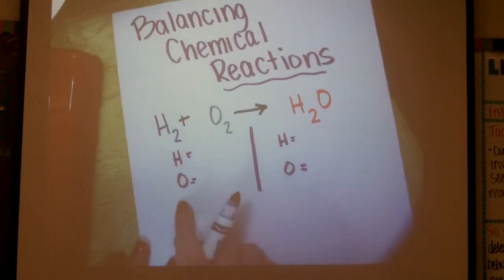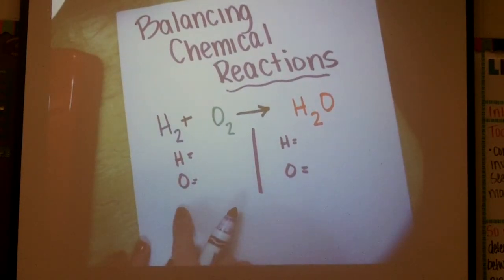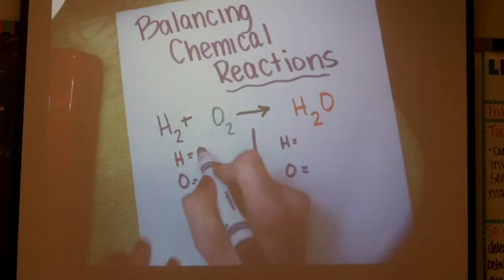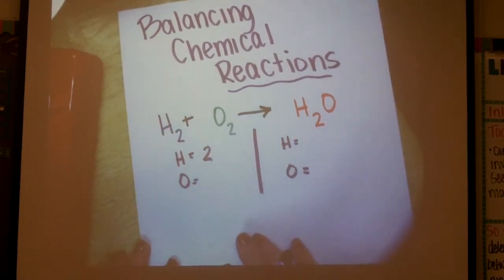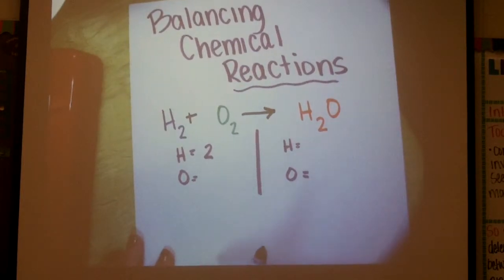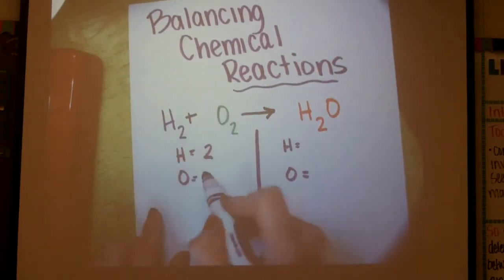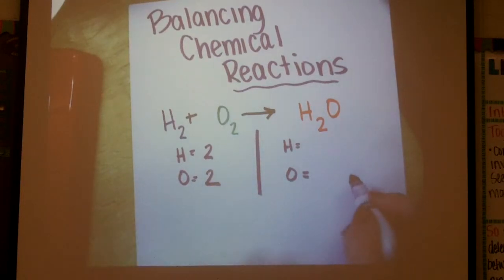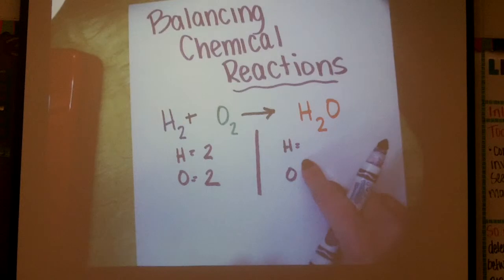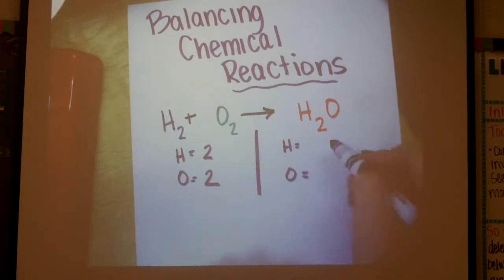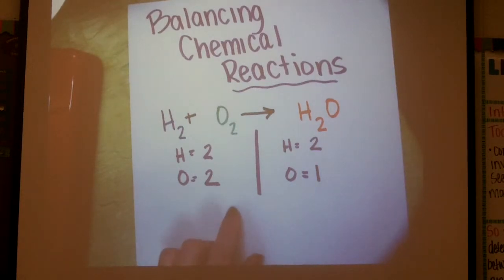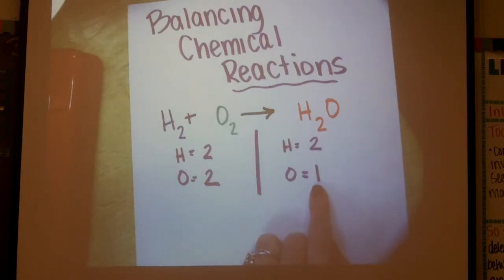How many hydrogen do we have on our reactants side? I know we have 2. How many oxygen do we have on our reactant side? We have 2. Now let's look at our product side. We have H2O. So for hydrogen, we have 2 atoms of hydrogen. How many atoms of oxygen? There is 1. So, looking at this equation, we can tell that it is not balanced because we have 2 oxygen on the reactant side and only 1 oxygen on the product side.